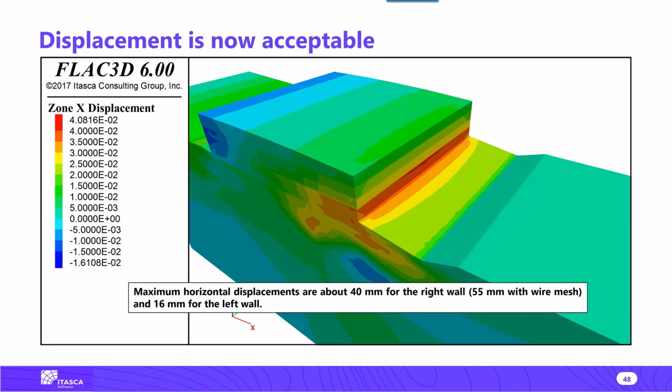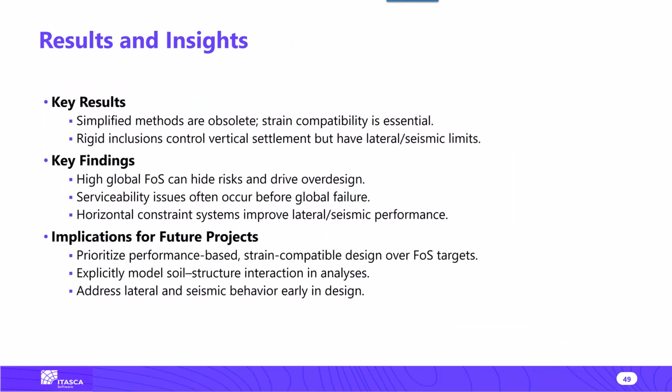And finally, the displacement. Remember, the original displacement without this horizontal constraint on the right side was 230 millimeters, and now we have a displacement in the order of 40 millimeters, so an order of magnitude lower, and this is totally compatible with the functionality of the roadway. We didn't have to put any reinforcement on the columns, and the reinforcement of the MSE wall was also much better from a stress standpoint.